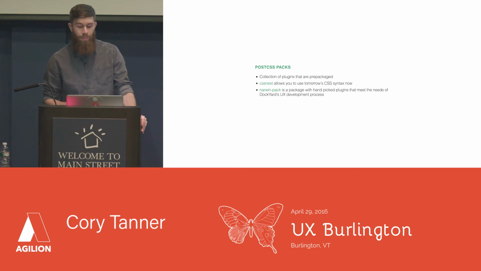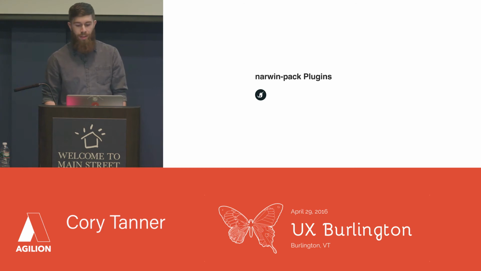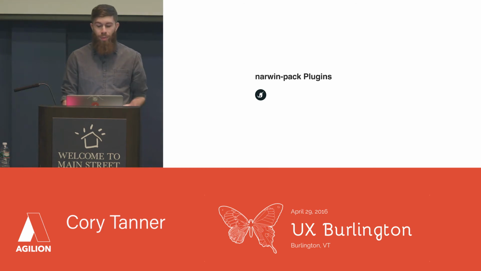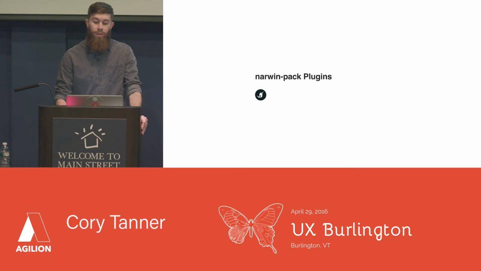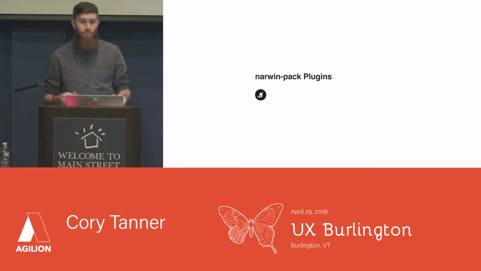But when you choose plugins, you want to choose plugins that benefit how you write CSS and how you structure your CSS. So we have 6 plugins in Narwin Pack. And I just want to go through each one of them real fast, tell you why we chose them, and all the details of that. So PostCSS partial import. Partial import lets you set up modular CSS files and import them all into one file.